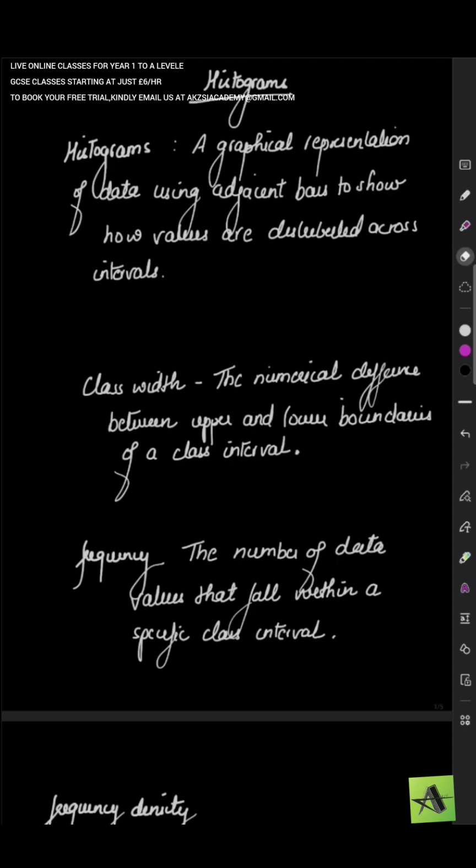We use those adjacent bars to show how the values are distributed across these intervals. Intervals are what you see in the table, where the values of x are given within intervals. Now the next is class width. We are going through some basic definitions which are very important. Class width is the numerical difference between the upper and the lower boundary.